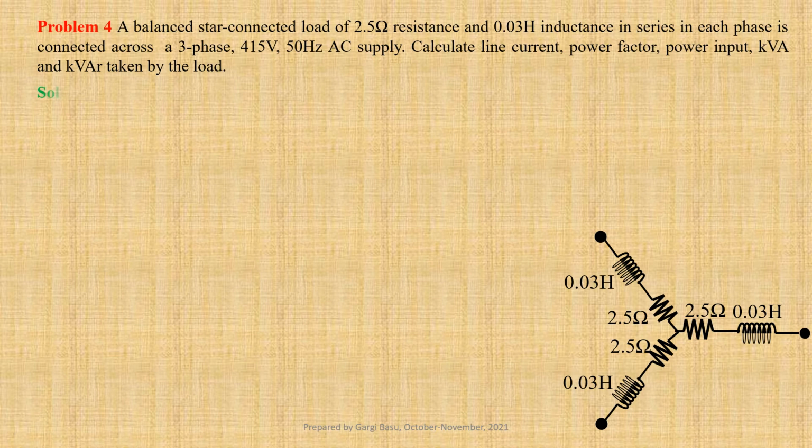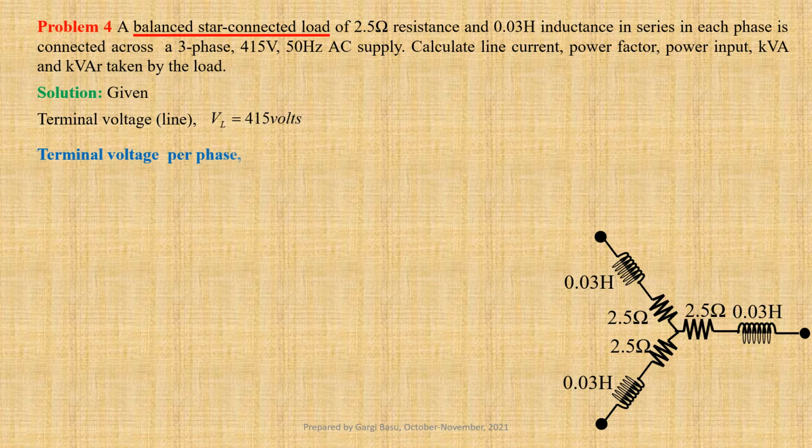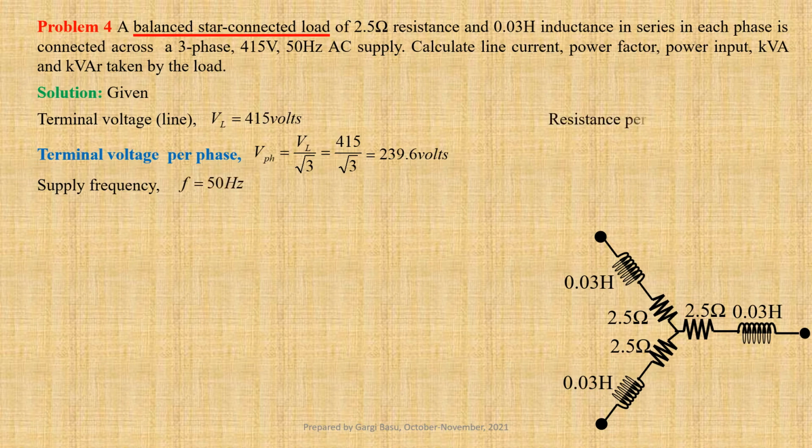Let us first write down the given data. Line to line terminal voltage VL equals 415 volts. For balanced star-connected load, terminal voltage per phase V phase equals VL by root 3, that is equal to 415 divided by root 3, that gives us 239.6 volts. Supply frequency F equals 50 Hz. Resistance per phase R equals 2.5 ohm. Inductance per phase L equals 0.03 Henry.